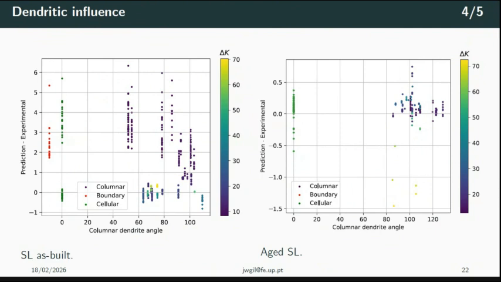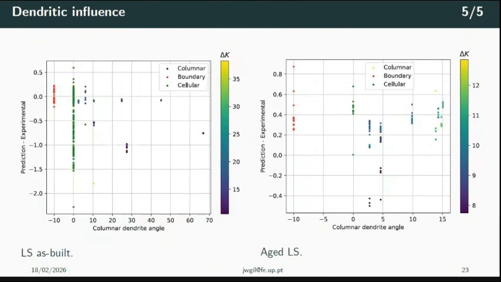And so to help interpret what we are seeing, we see that in as-built conditions, there is quite a large scatter between these values, while aging basically means that even as delta K increases, most of the results are kind of like oscillating around 0. So this is for SL, meaning when the crack had to travel perpendicularly. When the crack propagated in parallel to the columnar dendritic directions, these differences are also not, let's say, so exacerbated.